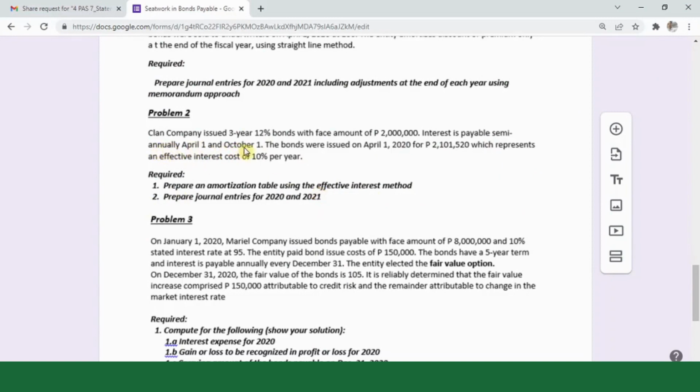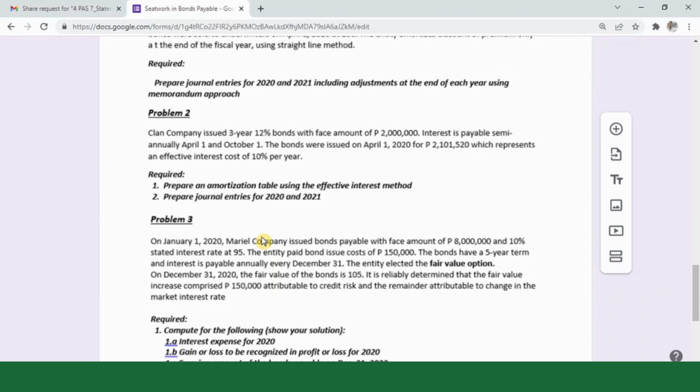Clan Company issued 3-year, 12% bonds with a face amount of 2 million. Interest is payable semi-annually, April 1 and October 1. The bonds were issued on April 1, 2020 for 2,101,520, which represents an effective interest cost of 10% per year. In getting the present value factor, we use the effective interest rate. Tama po ba? Okay, so then we do the thing.